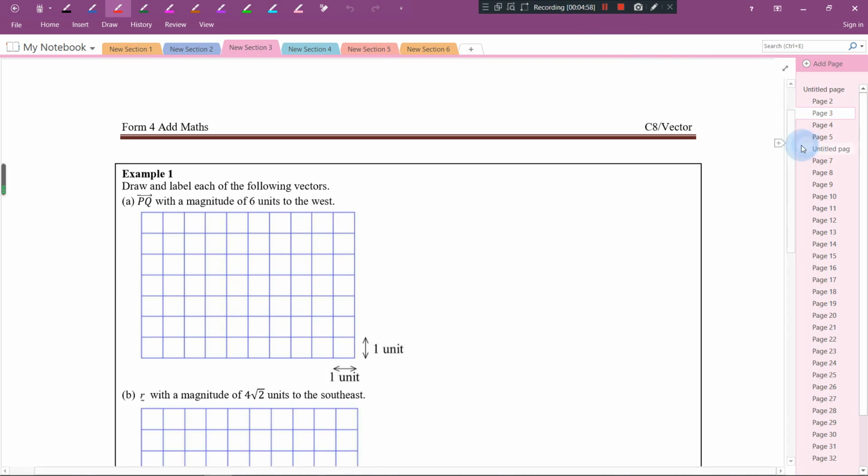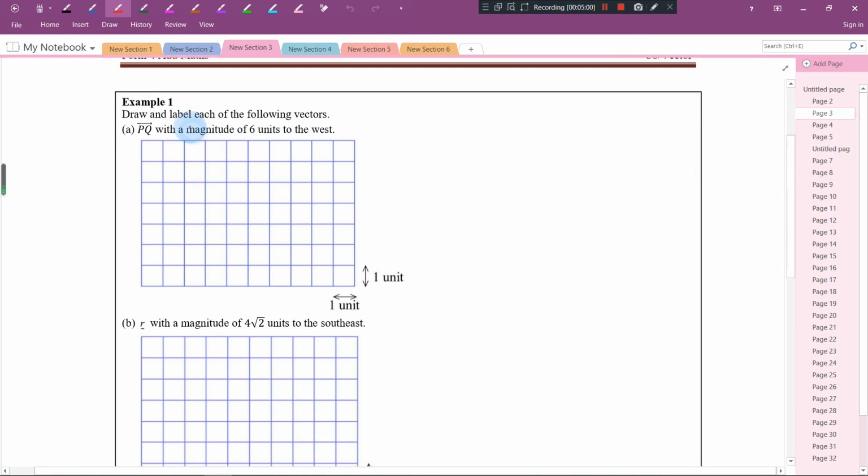Okay, let's look at this example number 1. Draw and label each of the following vectors. So P, Q. It means that from P to Q with a magnitude of 6 units and to the west. You see, a vector not only has the magnitude, how many units, but also has the direction. So this vector is to the west. So I hope that you still remember this one.